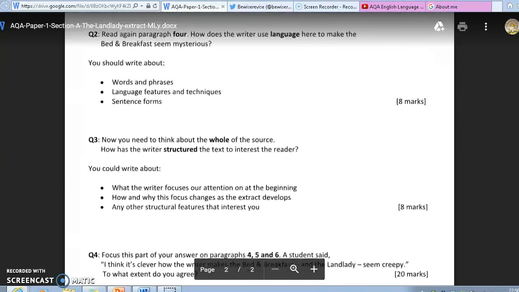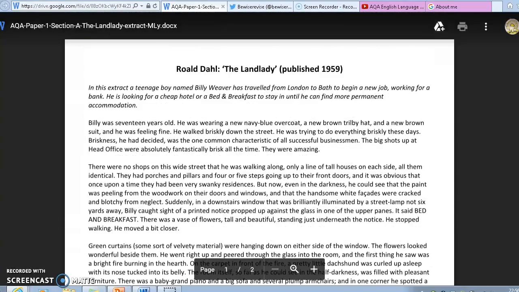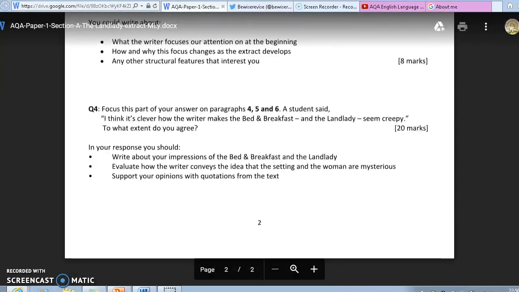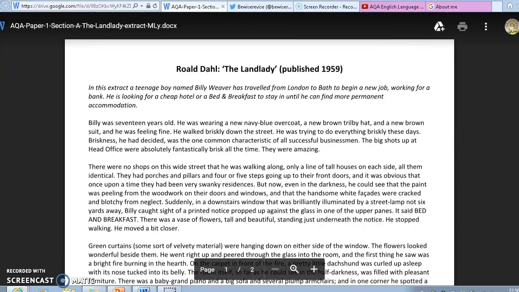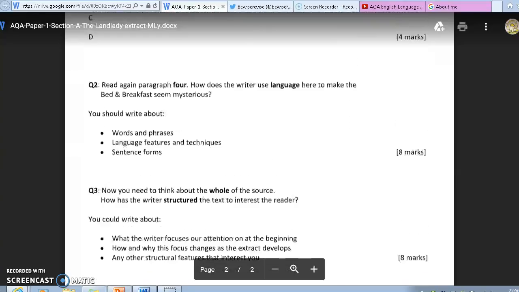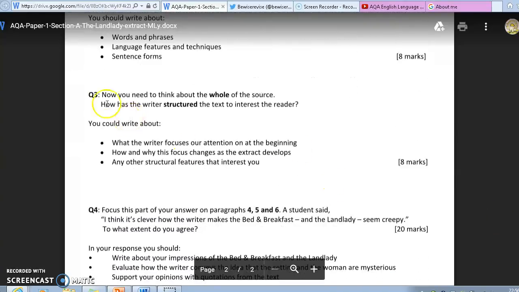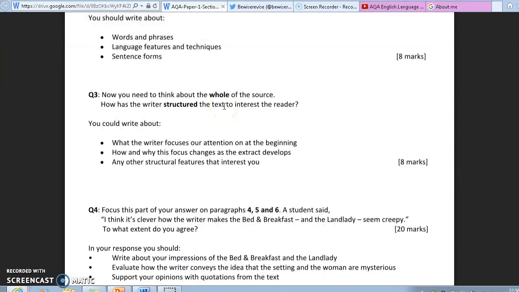You'll get to see the whole paper that I'm talking about in the series of my videos on English Language Paper 1, all the questions, with Roald Dahl, the landlady. So for question 3, it says, now you need to think about the whole of the source. How has the writer structured the text to interest the reader?